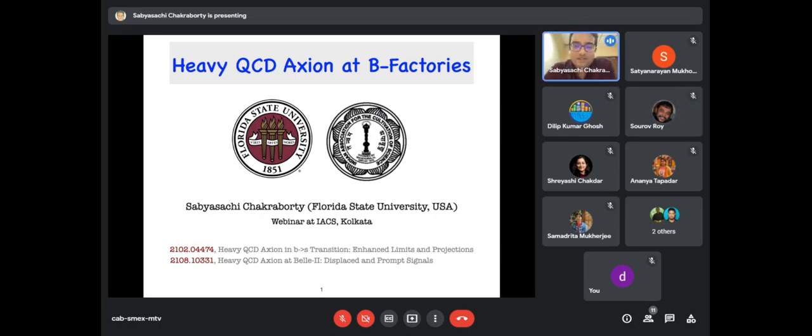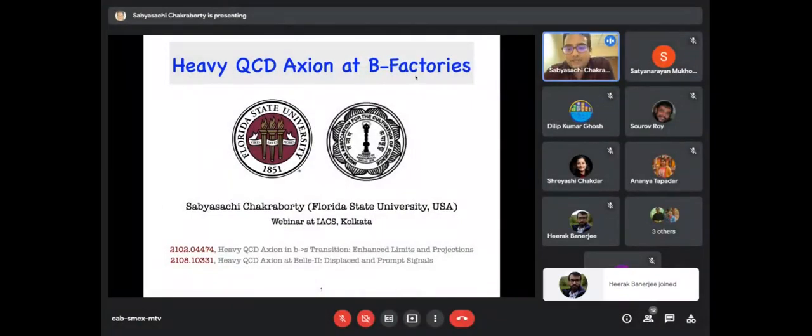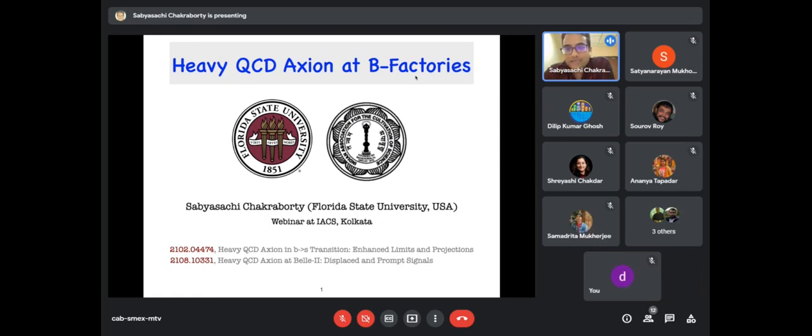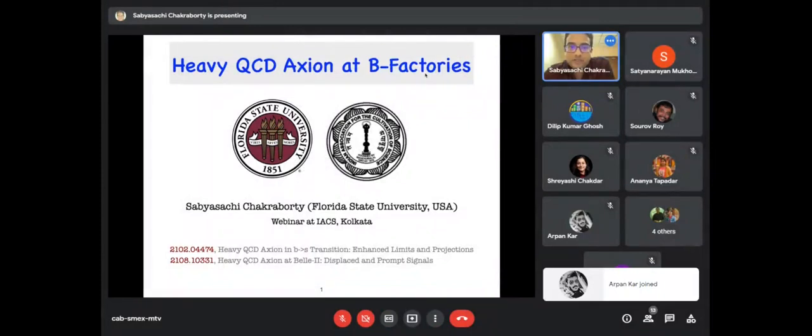Thank you for the nice introduction. So today I'll talk about heavy QCD axions at B factories. B factories are examples of intensity frontier experiments which use intense sources of beams, very high luminosity, and primarily they look for rare processes in the standard model. Because these processes are rare, if there is any new physics, it will not be masked by large standard model background. Therefore, these rare decays are an excellent probe to look for new physics searches.